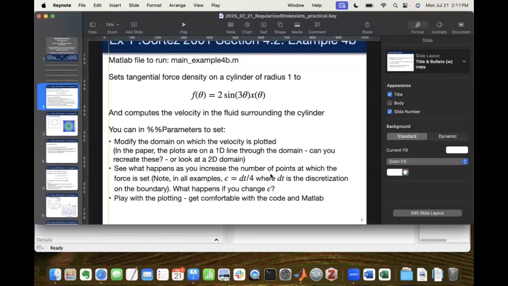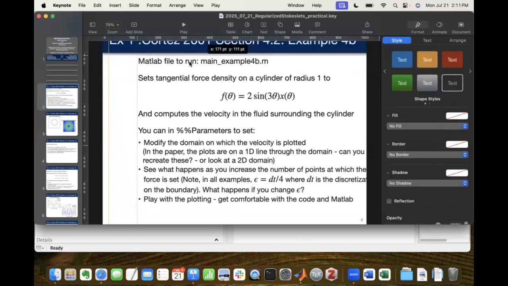So the first example is setting forces on a cylinder of radius 1 and then computing the velocity in the fluid surrounding that cylinder. We know the forces, so we're not doing the inversion of the matrix here, we're just computing directly. If you know the forces, what is the velocity? And so this is main example 4B.